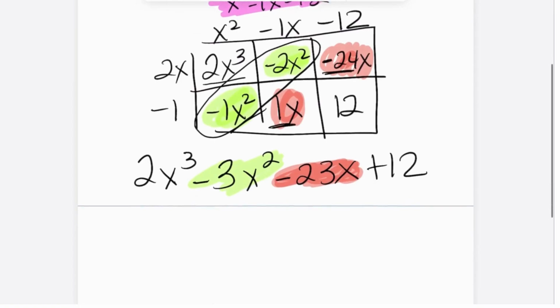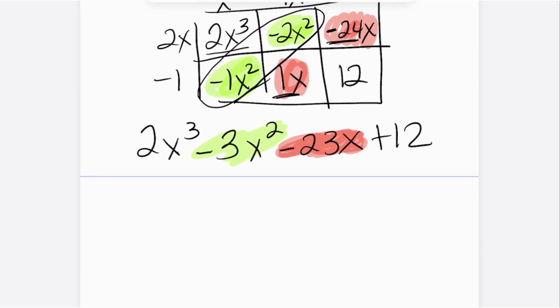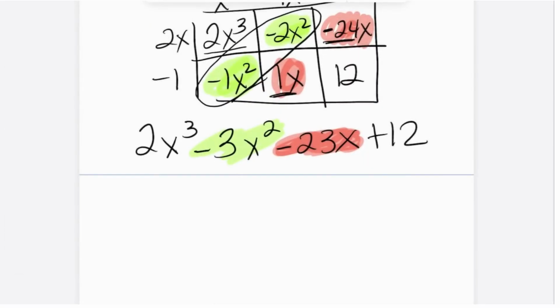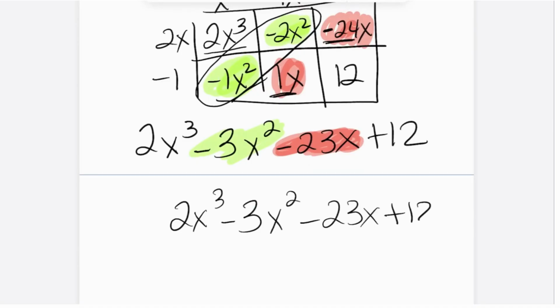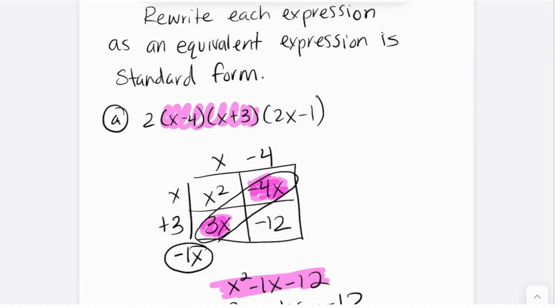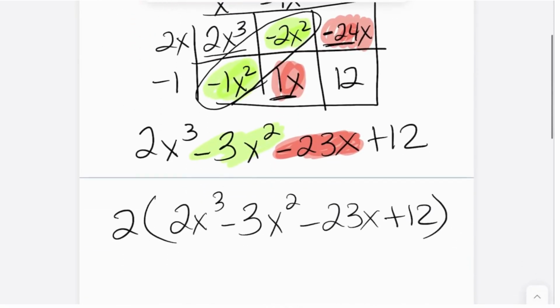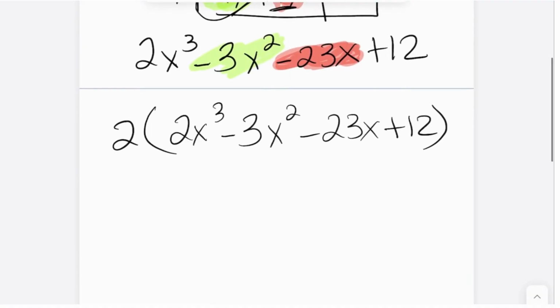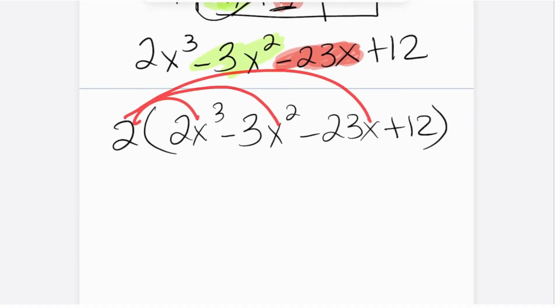Okay, there we go. Last thing, we can't forget about that 2 that was sitting at the front. We're going to distribute it to each term. Go ahead and take the 2x cubed minus 3x squared minus 23x plus 12. And we're going to go ahead and distribute that 2 we had in the front. If you go back to the very beginning, you're going to see that we had a 2 in the front. So we're going to distribute that 2 to every single term.